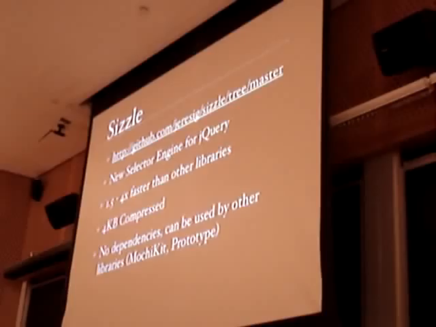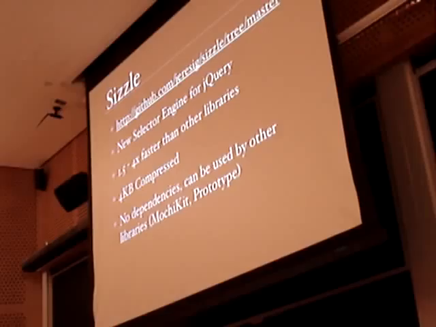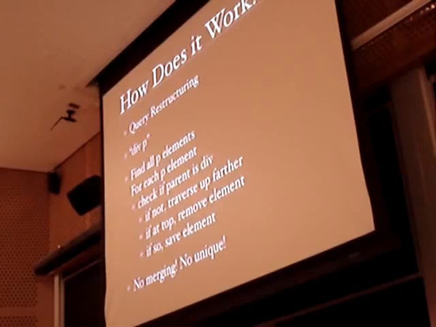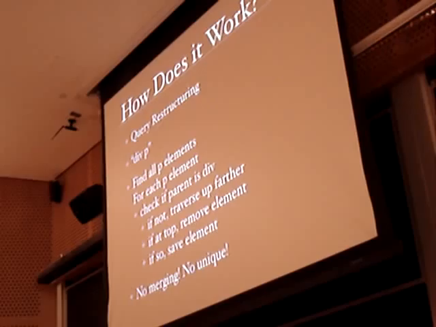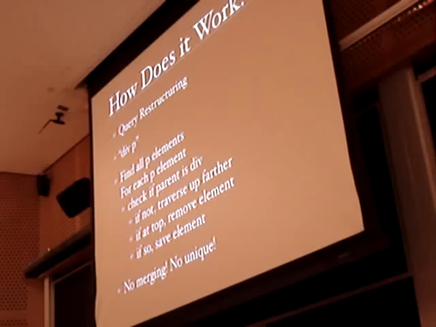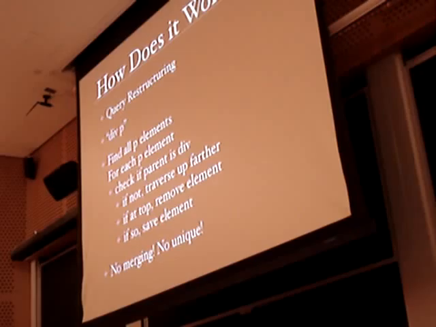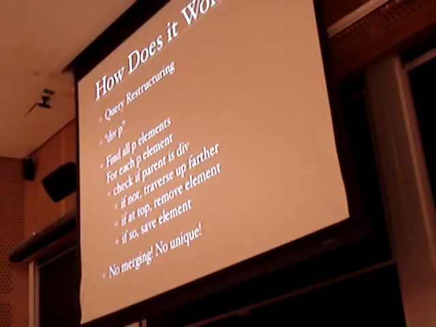Since I've had this standalone engine, I've been contacted by the MooTools project and the Prototype project. So it's very likely that this engine will be used in a variety of libraries, which is excellent. How it works is fundamentally very different from how jQuery and the other libraries do it now, in that it starts at the end of the query and then works its way back. In this case, it finds all paragraphs, and then for each paragraph goes through and checks to see if it has a div ancestor. The nice side effect of this is that there's no merging, and you don't have to verify if anything's unique, because you only ever do one query into the page, so there's no possibility for there ever being conflict.